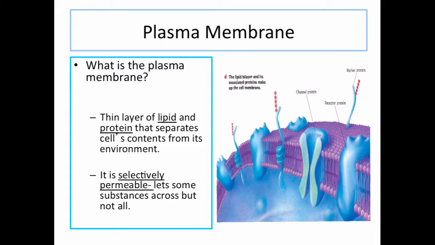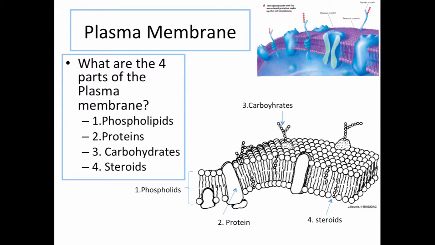It's a very thin layer of lipids and proteins that separates the cell from its contents around it. So there's an inside to the cell and an outside the cell, and the item that separates the two is the cell membrane. It's called selectively permeable because it lets some things cross it, but not all things cross it. It creates a barrier between the cell contents and the outside environment. There are four parts to the plasma membrane. It's also known as a cell membrane.